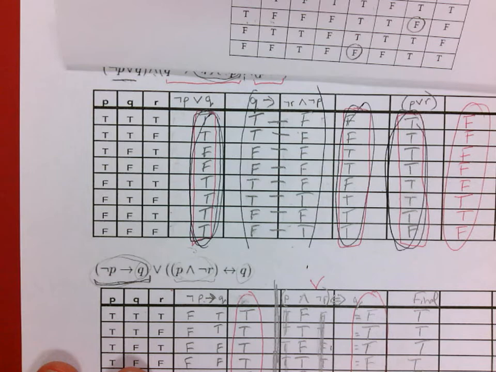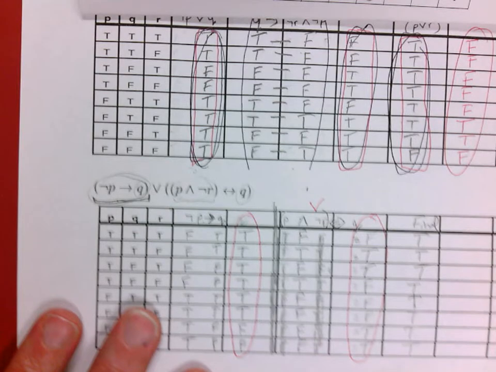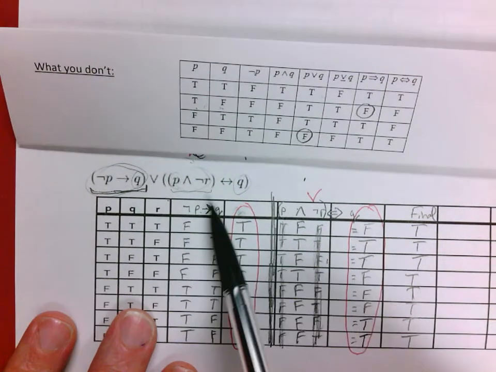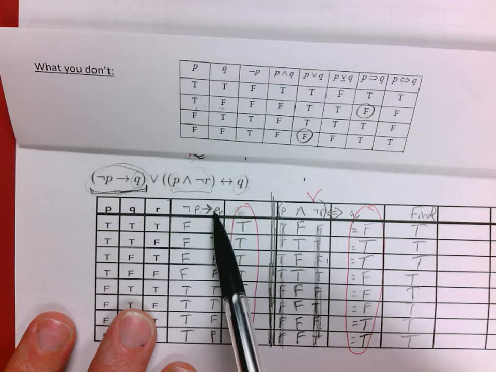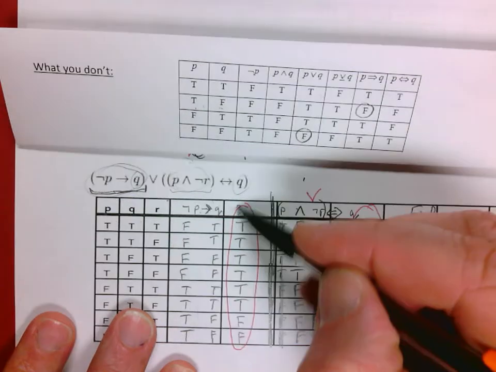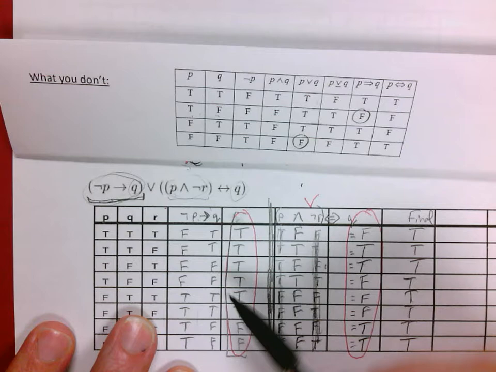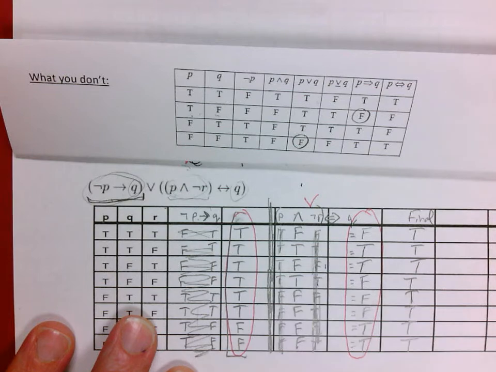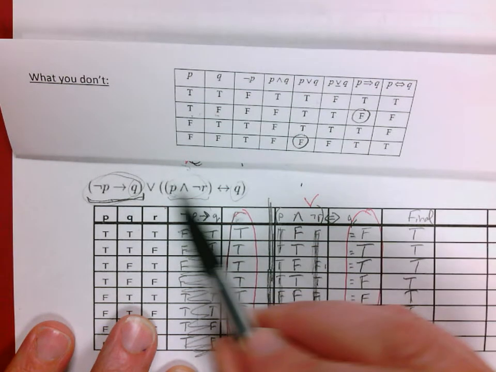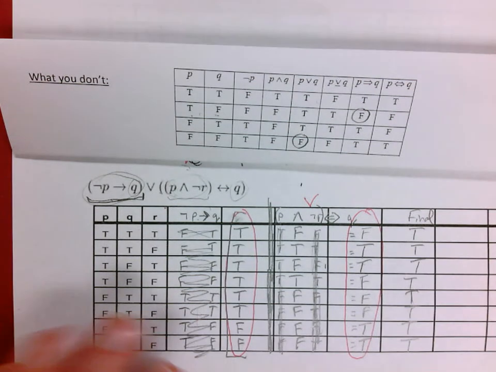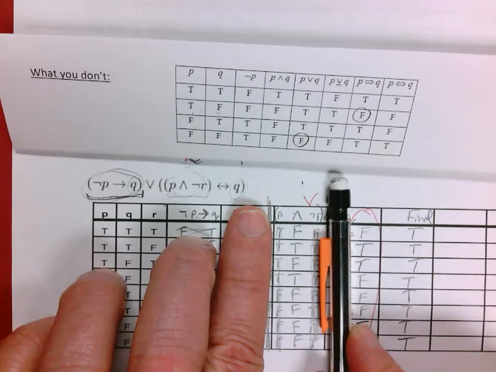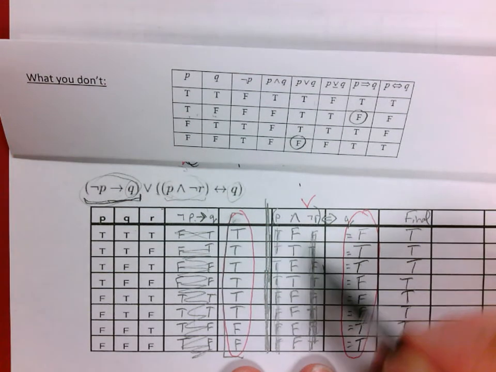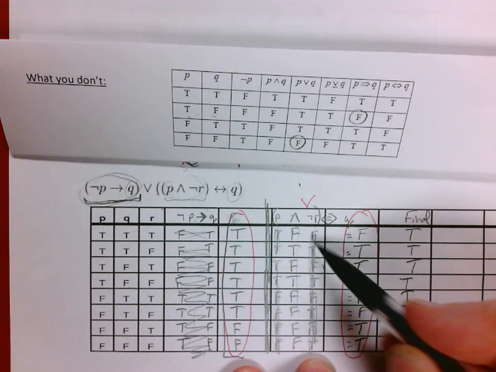Okay, so for the one on the bottom, same kind of idea. I have a not P implies Q, where this is my workspace, but this is my final answer there. I use those to get this. So there's the not P implies Q, or, and then I had a space for the P and not R. That's this one. If you notice, I wrote the P and the not R, and this is the answer that goes with it. And then the if and only if Q.